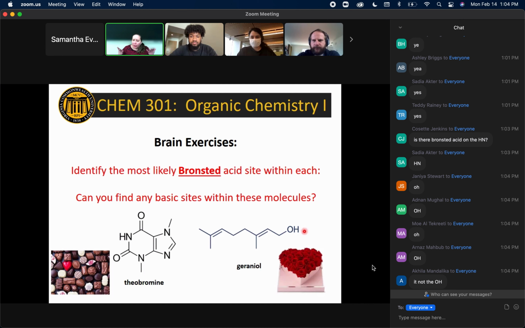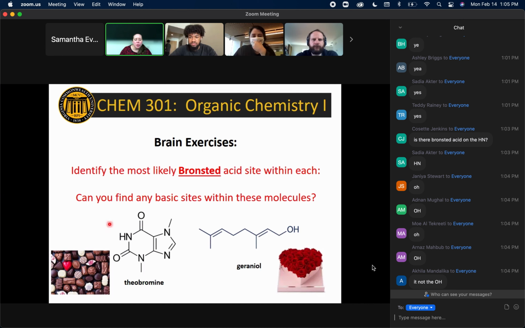So what's another way of thinking about these? Well, a Bronsted acid, as we know, is something that's willing to give up a proton. Another way of thinking about that is that the conjugate base, what's left behind after it gives up the proton, will be more stable. So what is it about the oxygen on geraniol that helps to stabilize that negative charge? Well, it's electronegative, and so that can help to stabilize that negative charge.